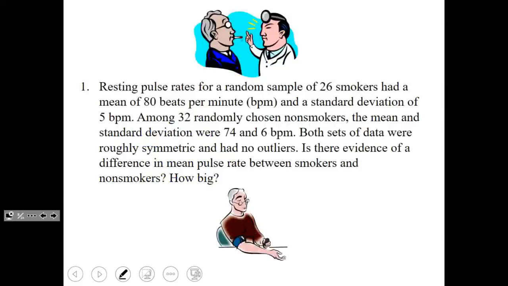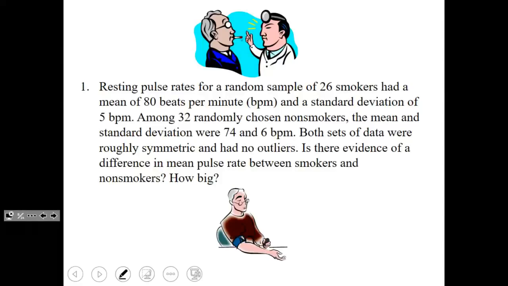Now using this information, let's go ahead and try one. I have a resting pulse rate for a random sample of 26 smokers. It had a mean of 80 beats per minute, standard deviation of 5 beats per minute. Among 32 randomly chosen non-smokers, the mean and standard deviation were 74 and 6 beats per minute. Both sets of data were roughly symmetric and had no outliers. Is there evidence of a difference in mean pulse rate between smokers and non-smokers?